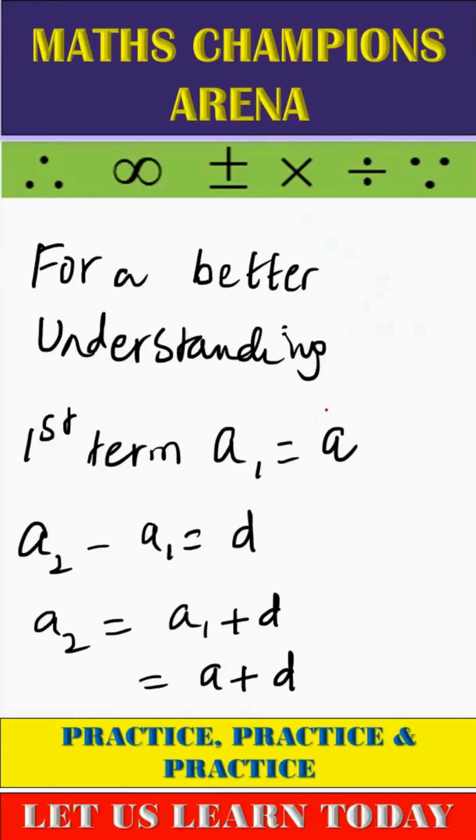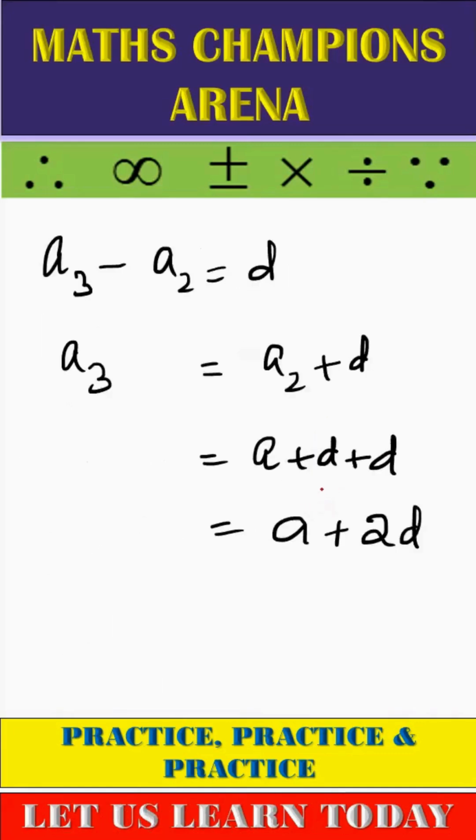For a better understanding, suppose I write the first term as a1 is equal to a. To find the second term, a2 minus a1 is equal to d. So a2 is equal to a1 plus d. But a1 is a, so a2 is equal to a plus d. Similarly, a3 minus a2 is equal to d, so a3 is equal to a2 plus d, because if I take a2 to the right hand side it becomes a2 plus d. But a2 is a plus 1d, so ultimately a3 is equal to a plus 2d.